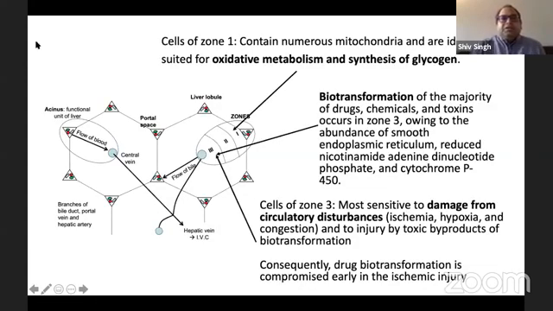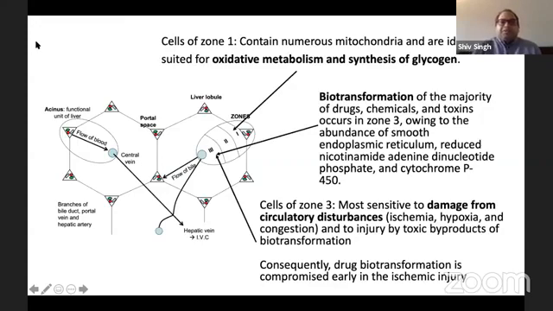So cells in zone 1 contain lots of mitochondria, and they're ideally suited for oxidative metabolism and synthesis of glycogen. Whereas in zone 3, the biotransformation of the majority of drugs, chemicals, and toxins occurs. And this is because they have an abundance of smooth endoplasmic reticulum, and NADPH and cytochrome P450 are seen in large amounts in zone 3.